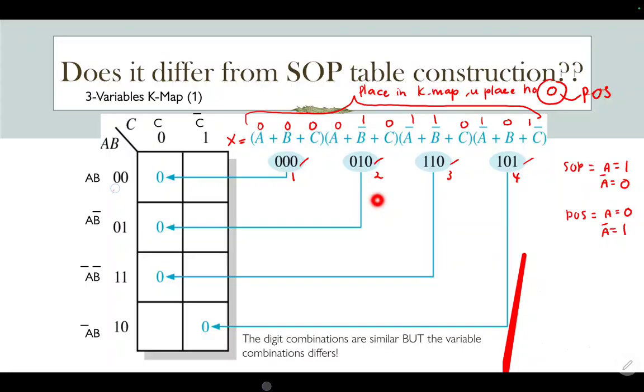So you got 0, 0, 0, you place number 0. 0, 1, 0, place number 0. 1, 1, 0, place number 0. And then you got 1, 0, 1, you place 0. So this is the way that you place for POS. Then you can start to do a grouping to do a Boolean simplification.